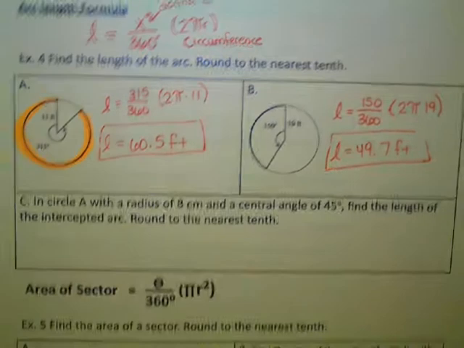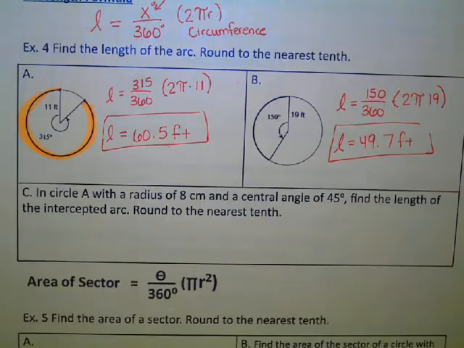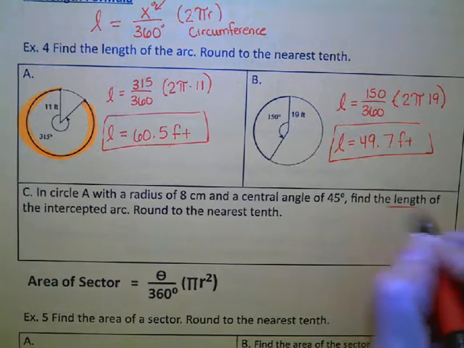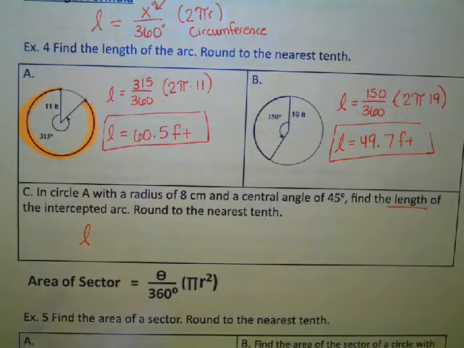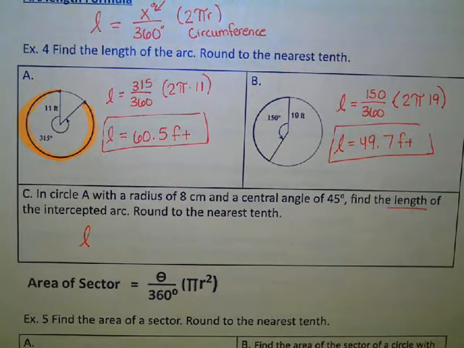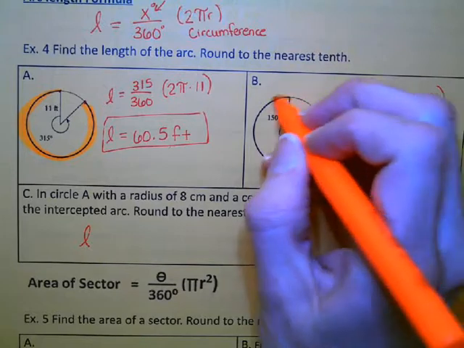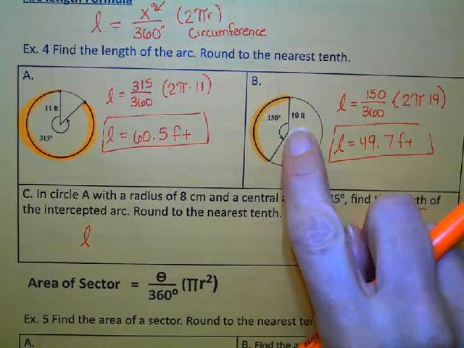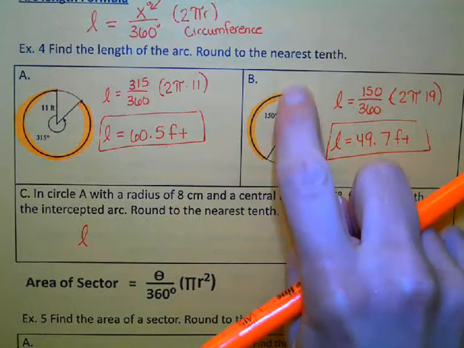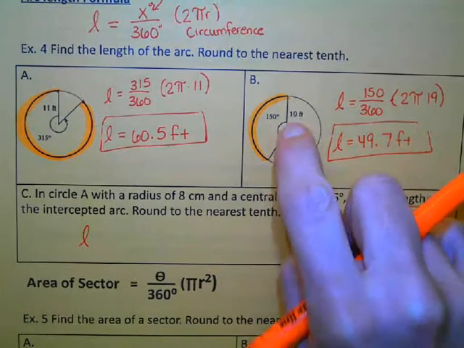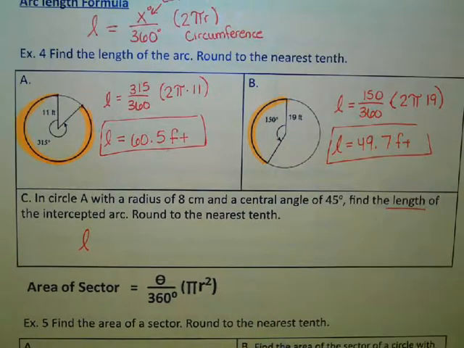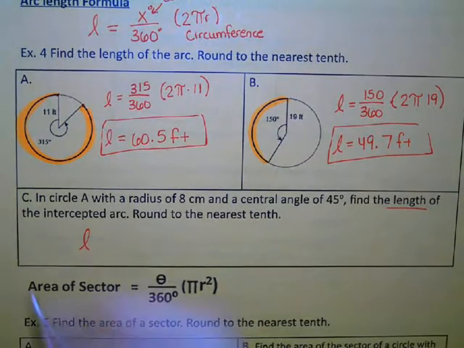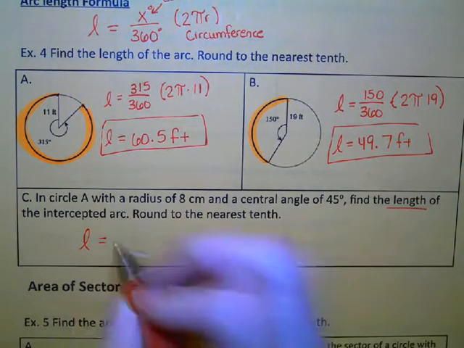And sometimes they may give you stuff in a word problem instead of a picture. It says we have a circle with radius of 8 and a central angle of 45. Find the length, so that's the L, of the intercepted arc. An intercepted arc is the arc that angle is formed by. So this right here, from here to here, is the intercepted arc of that angle. It means those two sides that make the angle intersect to create that arc.